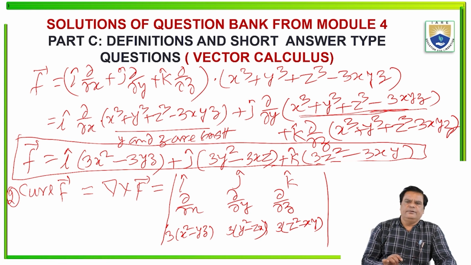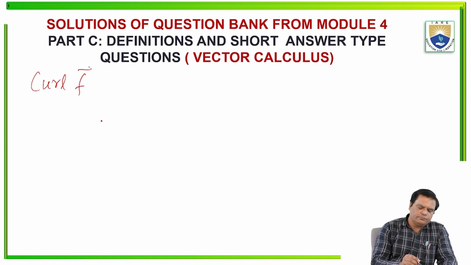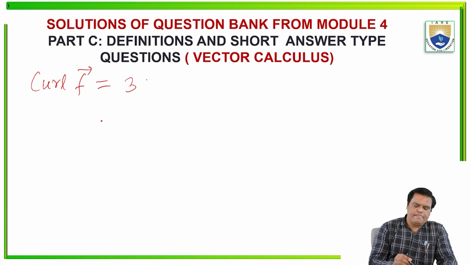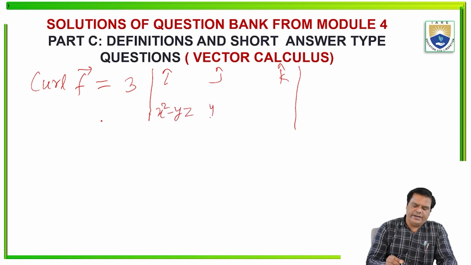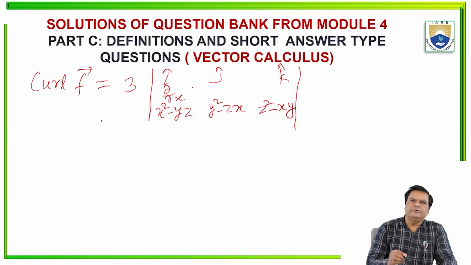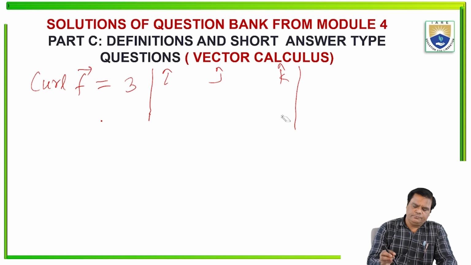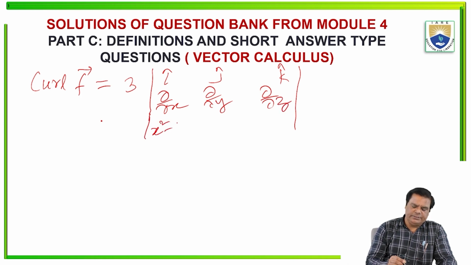So from one row 3 is common. So we can write curl f equal to 3 times the determinant with i, j and k, then dou over dou x, dou over dou y, dou over dou z, and x square minus yz, y square minus zx, and z square minus xy.